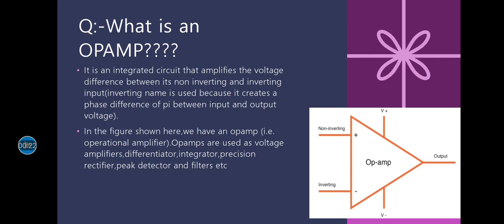Operational amplifier is used for many purposes like making a voltage buffer amplifier, differentiator, integrator, precision rectifier, peak detector and filters, etc. I will be covering some of these applications in the later part of this video. In the right part of this slide, I have shown the symbol for operational amplifier.